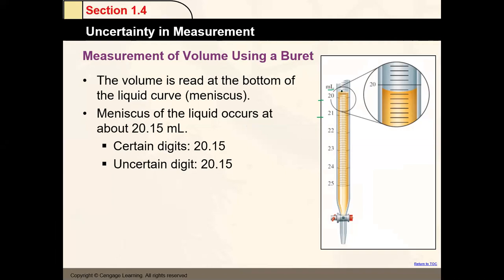So what happens after milliliters? Well, I have 20.1 and then 20.2. But my liquid is not at a point, it's right in between. So it's not 20.10 or 20.20, it is kind of in between. That's why here we are reporting, for example, 20.15, because it goes right in between.